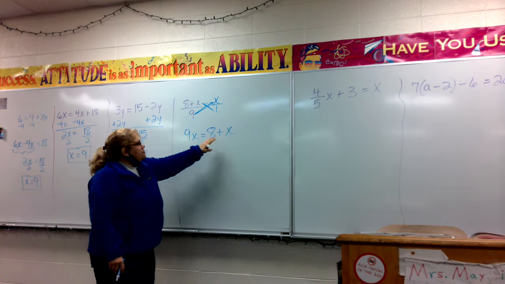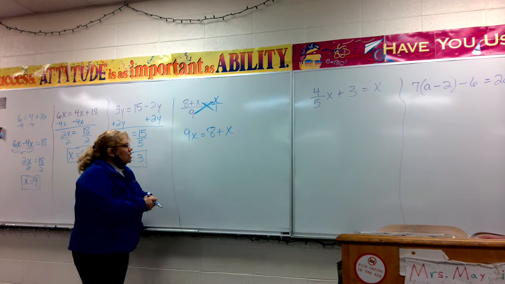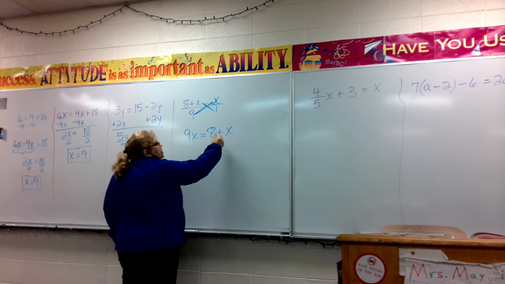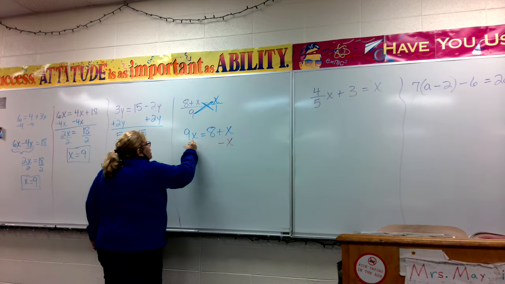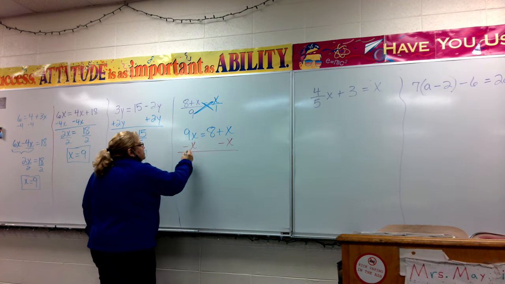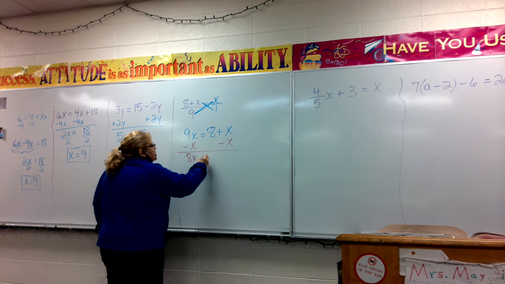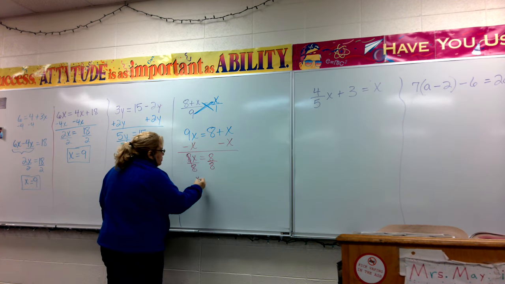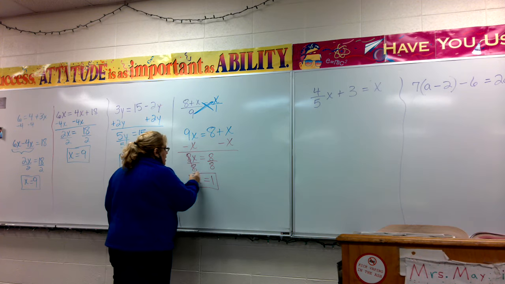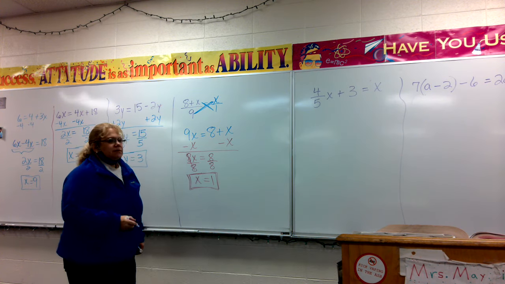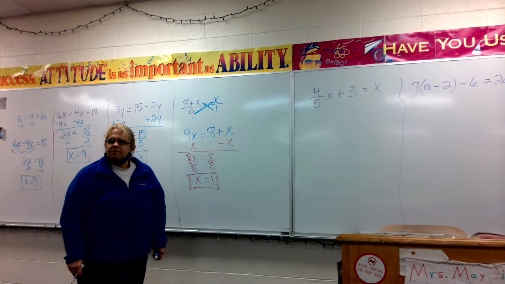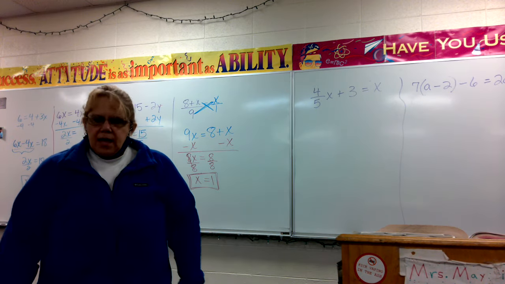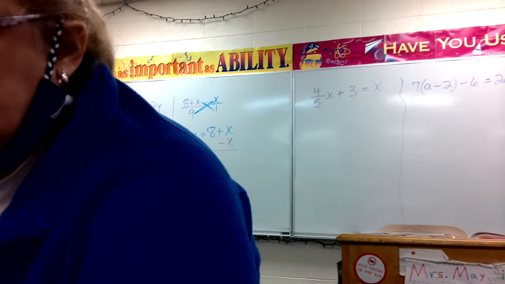Again, I have x's on both sides. I need to get them all together. How would you get them all together? Yeah, minus 1x, minus 1x. And what do you get? 8x equals 8. Now the rest is easy. X equals 1. Right? I'd hope so. Anybody with questions so far?